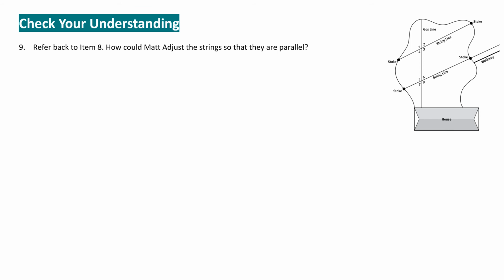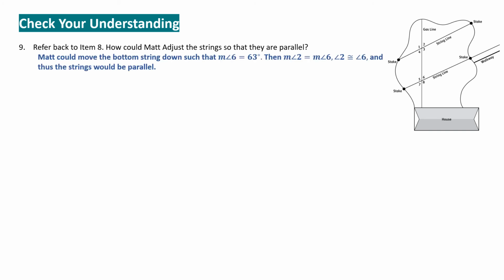All right, refer back to item 8. How can Matt adjust the strings so they are parallel? So remember we knew that angle 2 was 63 degrees, angle 6 was 65 degrees. So go ahead and move the bottom string down a little bit. We can make the measure of angle 6 be 63 degrees. So you just move it down, and it's going to drop the measure of that angle 2 degrees. So the measure of angle 2 is now equal to the measure of angle 6, and that means they're congruent, and thus the strings would be parallel if we did that. That's our answer for number 9.